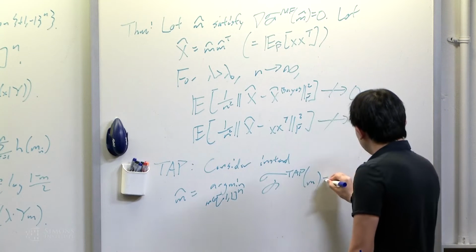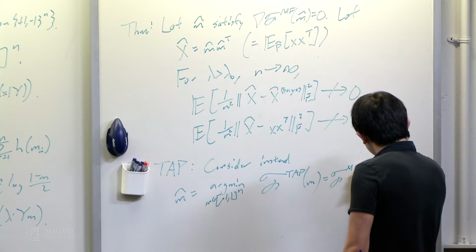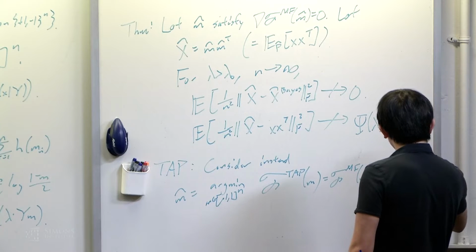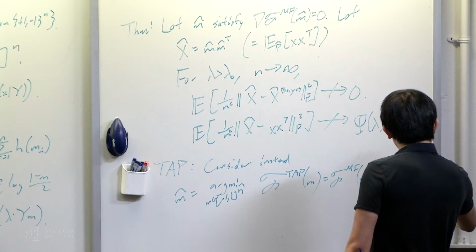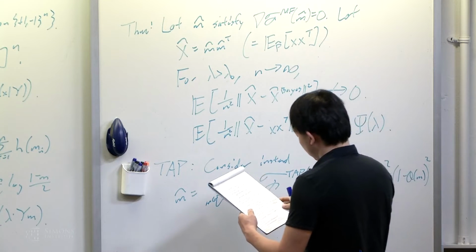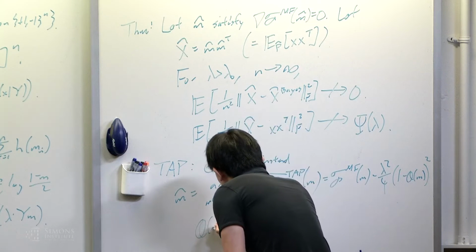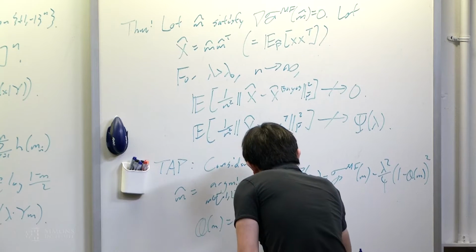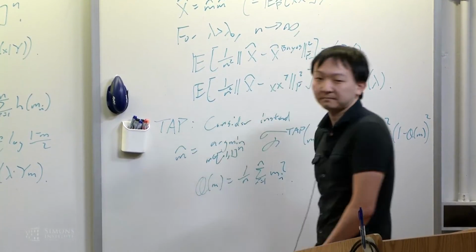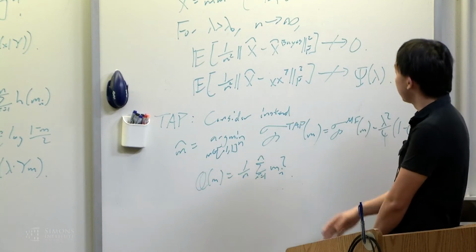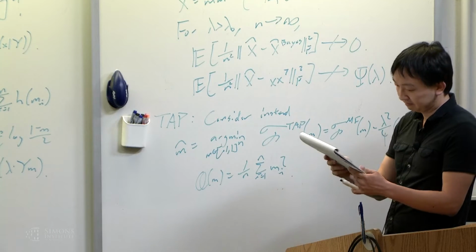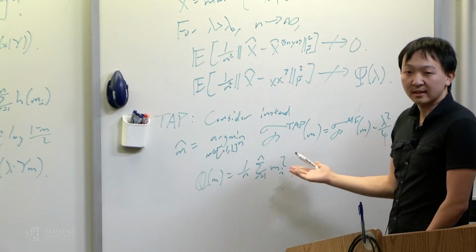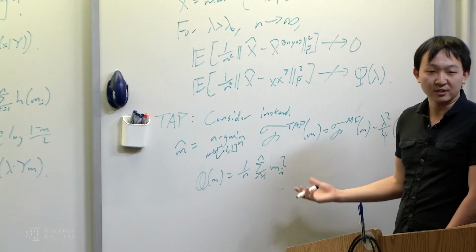F TAP of m will be the mean field free energy, f mean field of m, plus a certain correction term, and the correction term is lambda squared over 4, 1 minus q of m, quantity squared, where here q of m is the mean of the squared entry of m. So I'm going to consider this alternative minimization problem. And again, if m hat is a minimum of this, then it has to satisfy the first order stationarity condition.